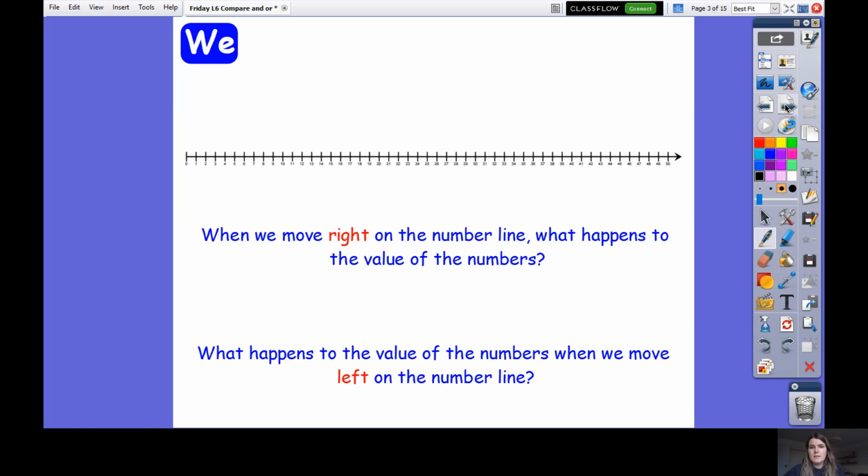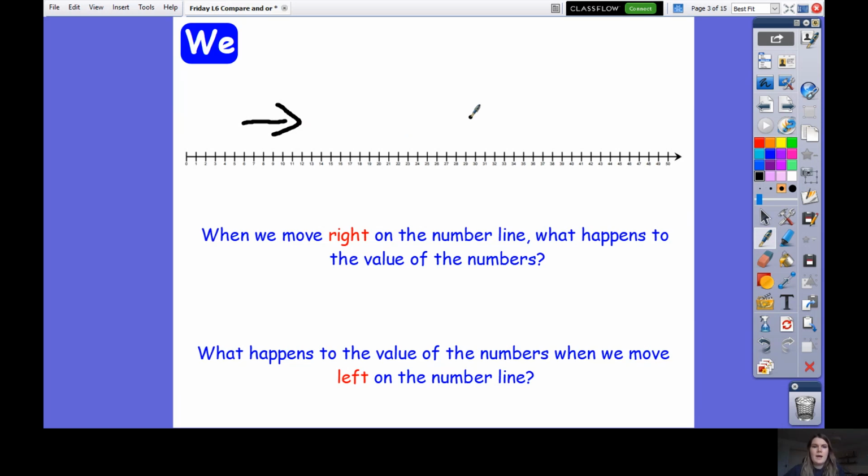So when we're moving right on the number line, what is happening to our numbers? They're getting bigger, absolutely. When we go this way on the number line, our numbers get bigger. So what is happening to the value of them? They're becoming greater, absolutely, fantastic.